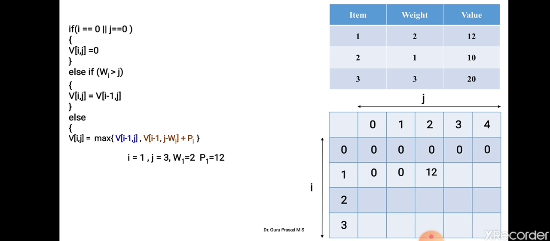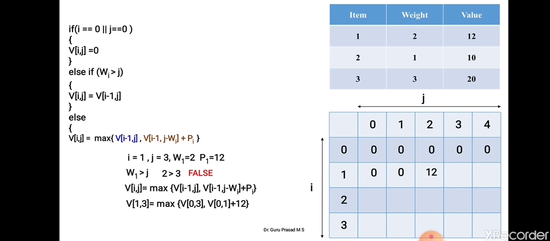Next, i equal to 1, j equal to 3, weight of item 1 is 2, profit of item 1 is 12. Check the condition: w1 greater than j, 2 greater than 3, false. So control goes to the else part, and the else part statement is this one. V of 1, 3: substitute the i value, j value, and the w1 value and p1 value. We got max of 0, 12, and the value is 12. V of 1, 3 is 12.